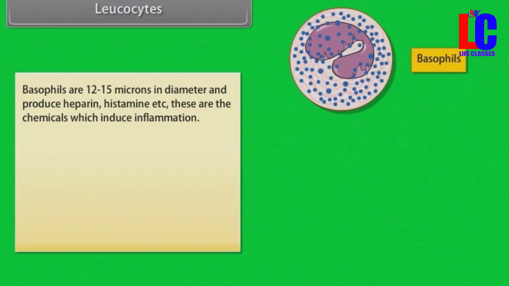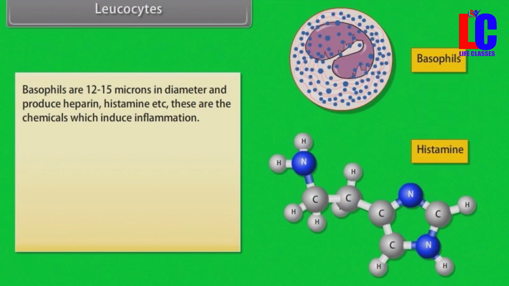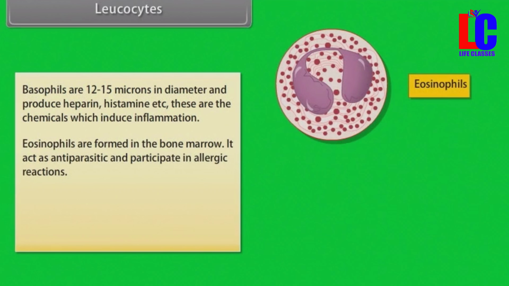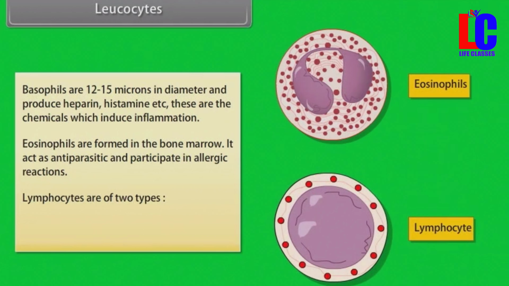Basophils are 12 to 15 microns in diameter and produce heparin, histamine, etc. These are the chemicals which induce inflammation. Eosinophils are formed in the bone marrow. They act as anti-parasitic and participate in allergic reactions. Lymphocytes are of two types, B and T lymphocytes. They fight diseases.